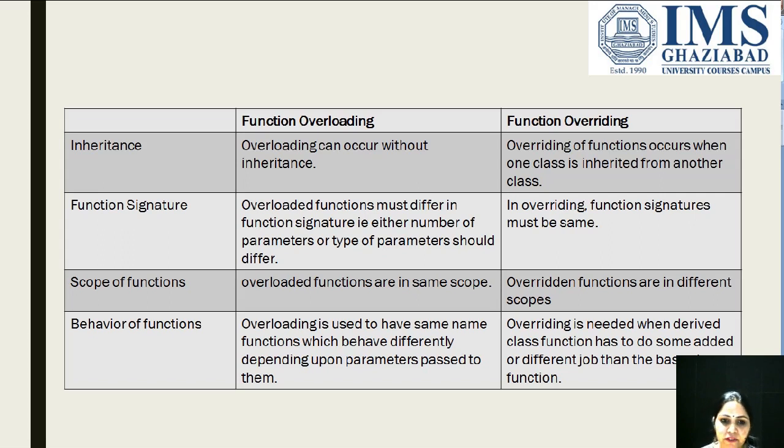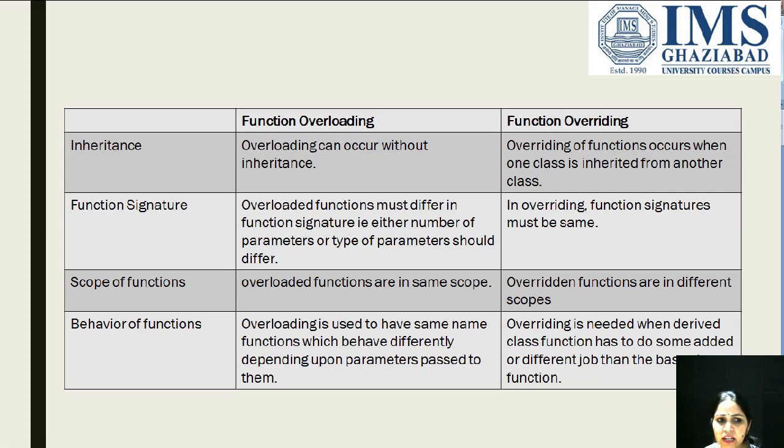And then we have the behavior of functions. Overloading is used to have same name functions which behave differently depending upon the parameters passed to them. Overriding is needed when a derived class function has to do some added or different job than the base class function. Now, behaviorally, overloading means we have to do certain different types of tasks, but what we have done is we have given the same name to all the functions.